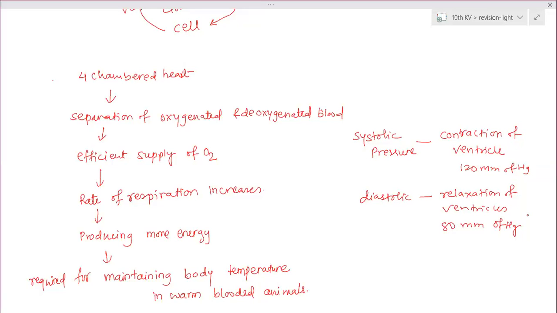Then further, water and minerals are transported in plants. Transportation in plants: the transportation needed is of two things, one is water and minerals, and the second one is food. Water and minerals are transported with the help of specialized vascular bundles called xylem. Xylem carries water and minerals from the soil through roots to leaves, in one direction only. One-way movement is present.